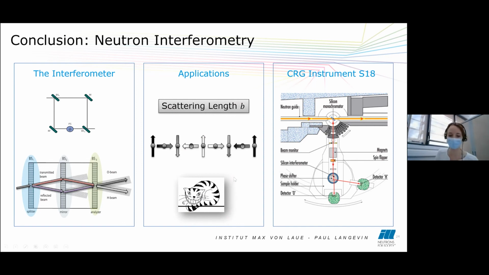In this talk, I gave the example of a rather fundamental historical experiment proving the 4-pi symmetry of the spinor wave function, as well as the Cheshire Cat. Finally, I gave a small overview of the S18 instrument setup.